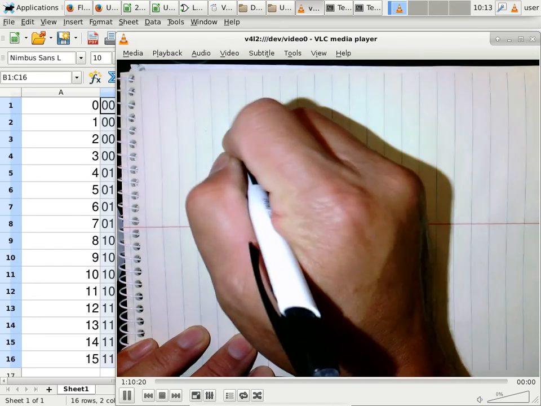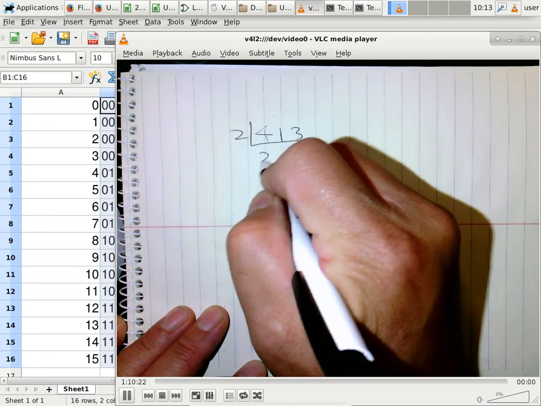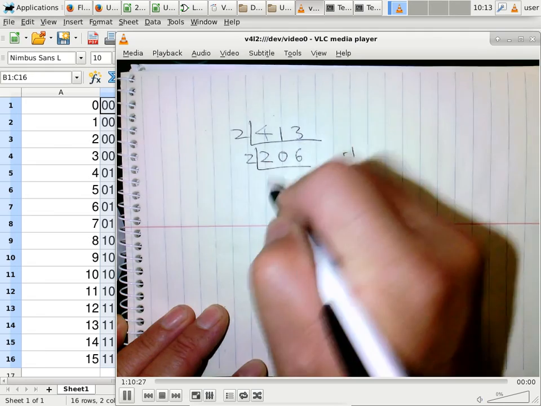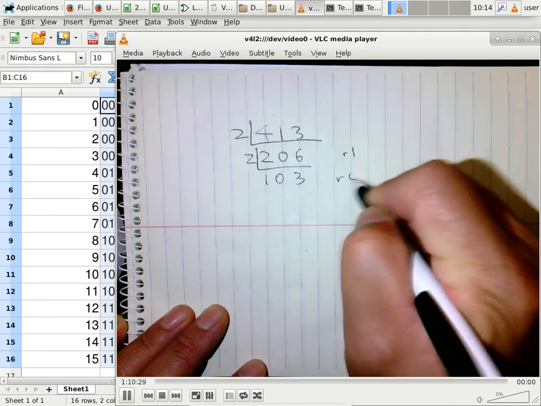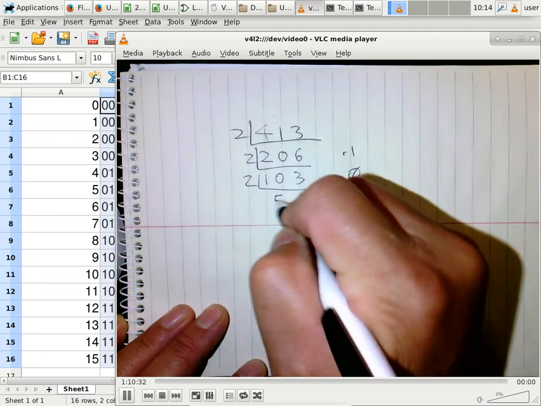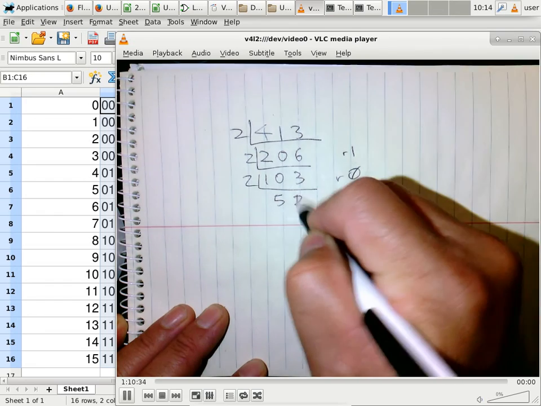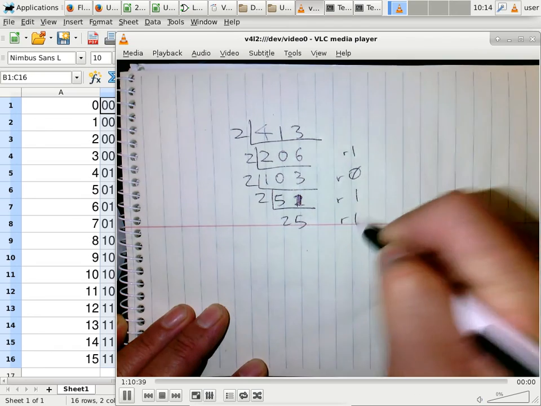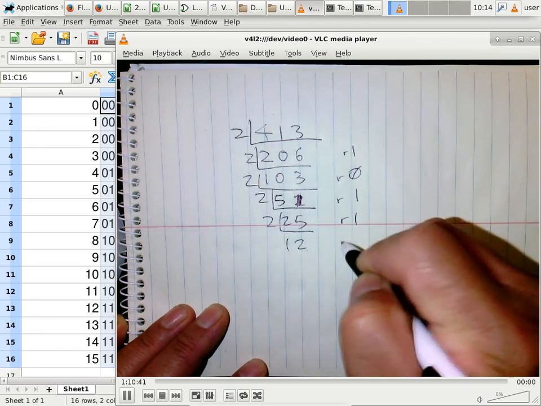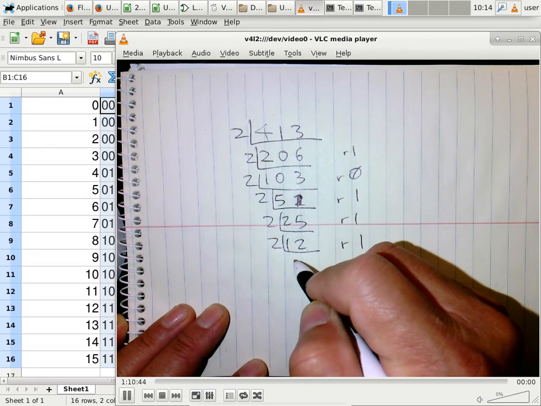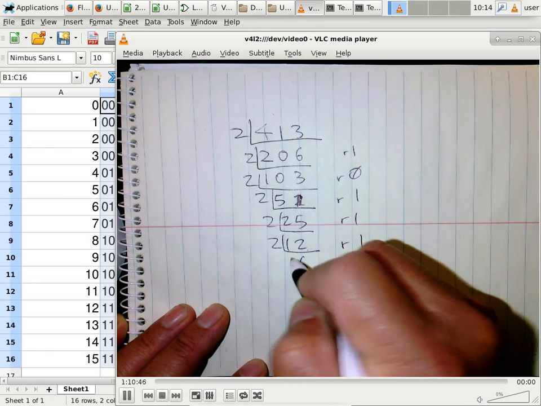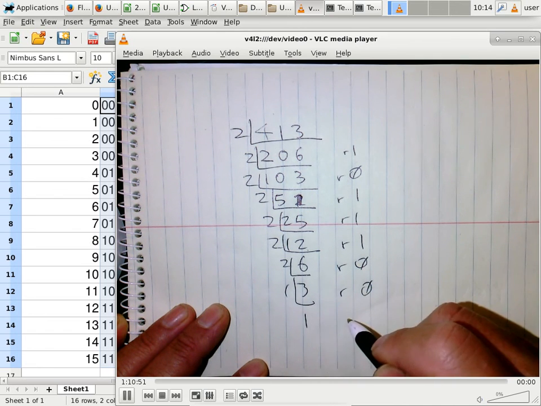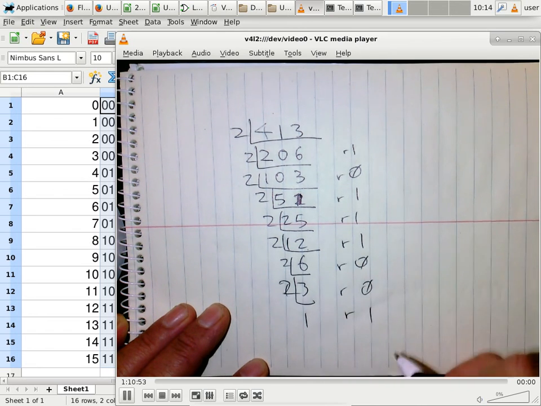So we just say, okay, let's divide it by 2. It is 206 with a remainder of 1. Divided by 2, you have 103 with a remainder of 0. 51 with a remainder of 1. 25 with a remainder of 1. 12 with a remainder of 1. 6 with a remainder of 0. 3 with a remainder of 0, and then 1 and 1, with a remainder of 1. There we go. We are done.